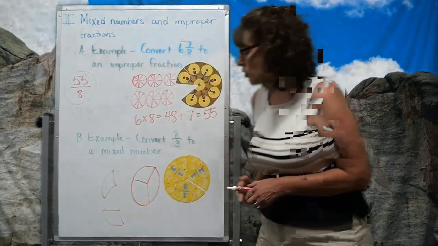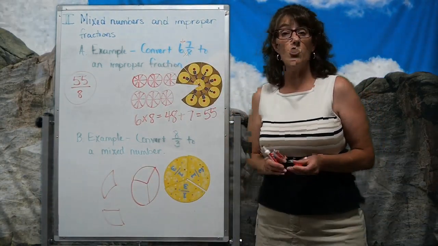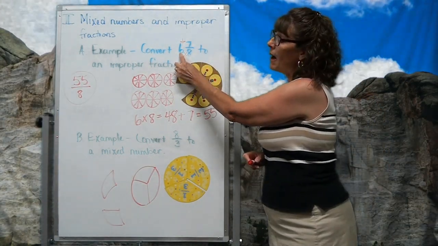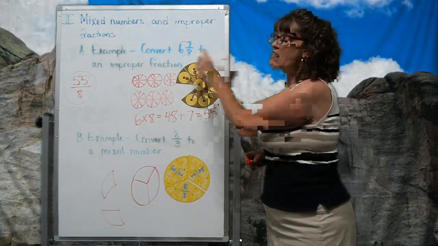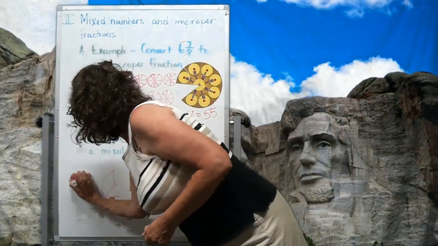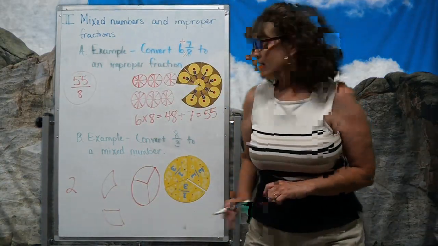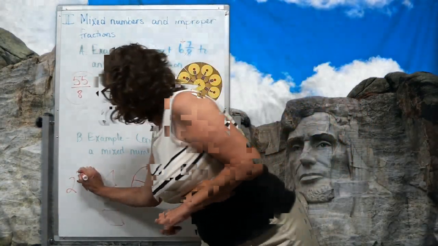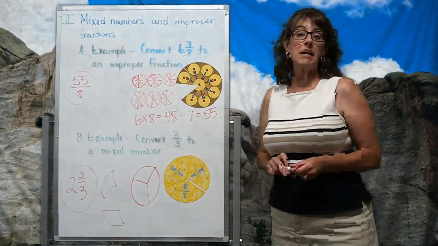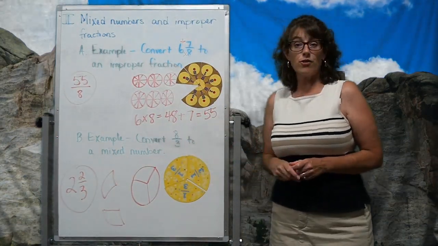Those 3 pieces create a whole pie, and I have 2 pieces left over. Now remember, up here I said this indicated 6 whole pies and 7/8 of another pie. So I have 2 whole pies and 2/3 of another one. And that gives me the mixed number for 8/3.